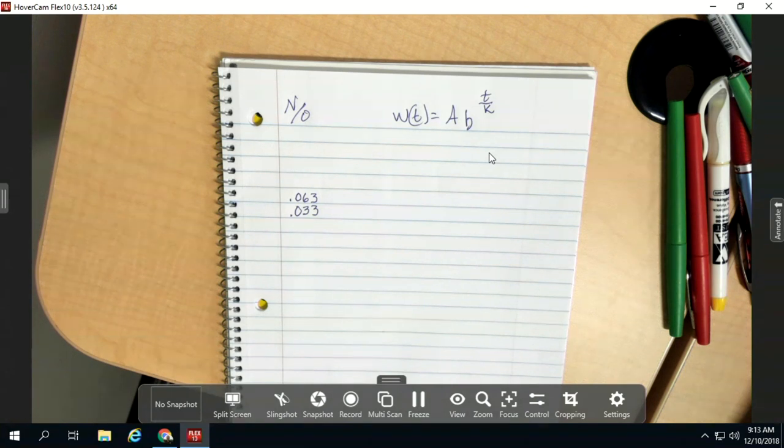0.779, 0.415, got it? So we're trying to find the ratio. Now do this divided by that and see what you get. Nope, the other way. You have to do the new divided by the old. You were doing old divided by new.